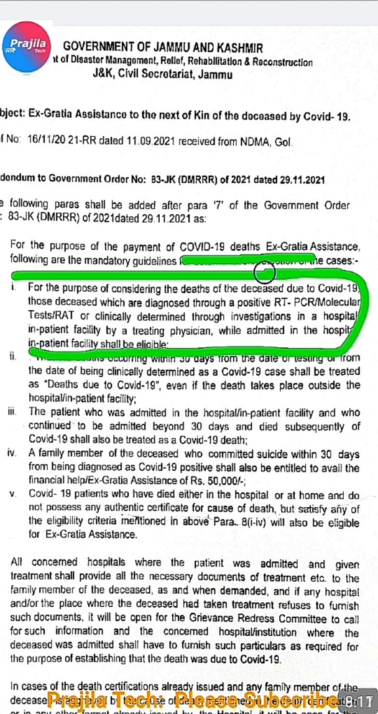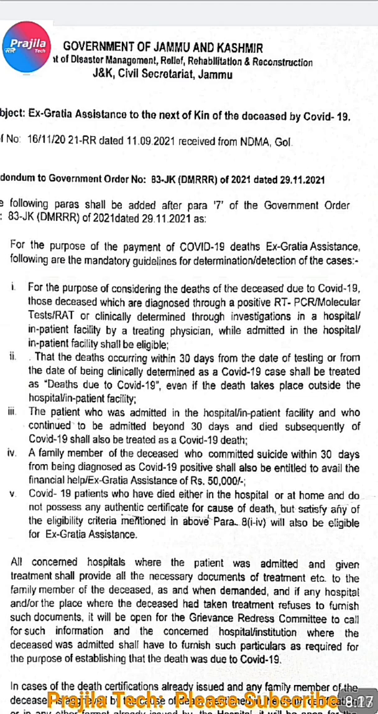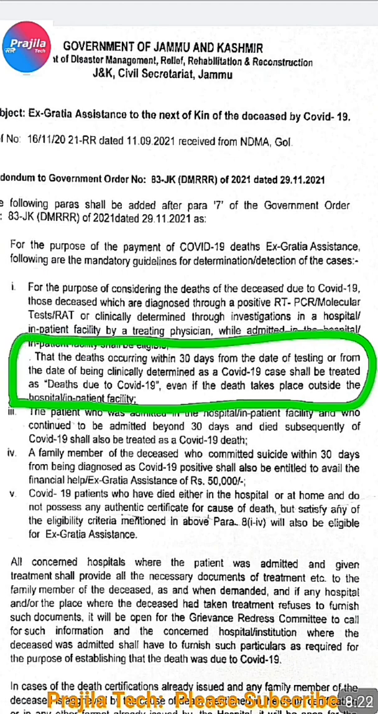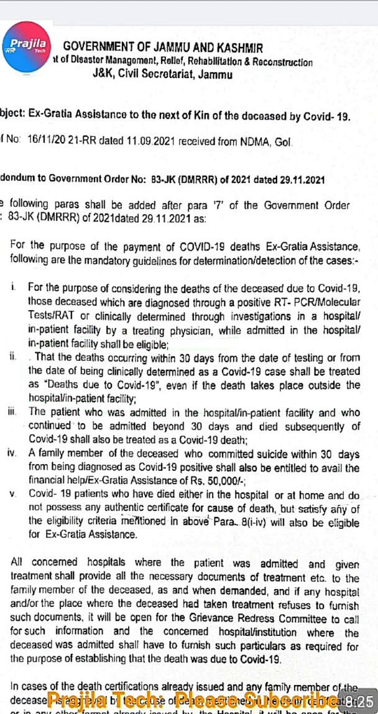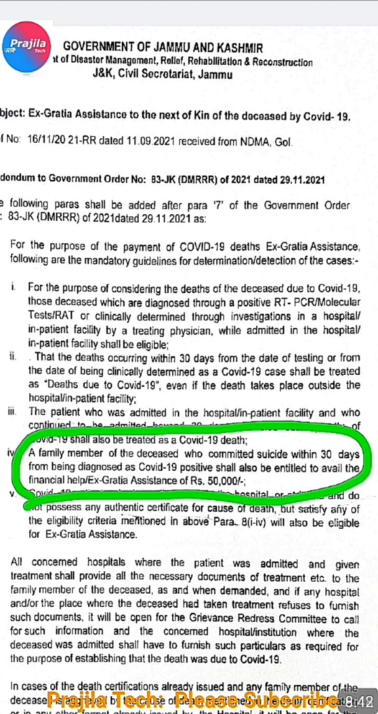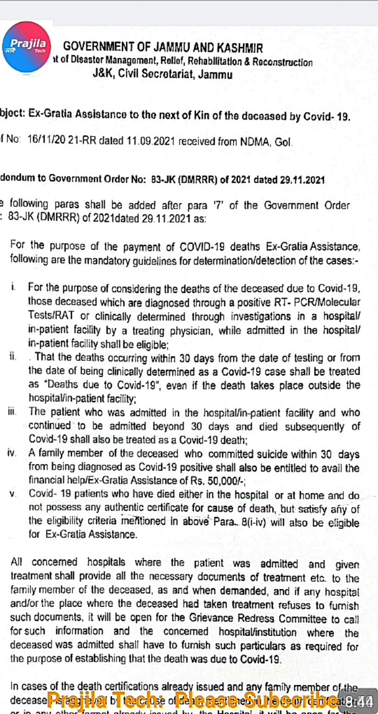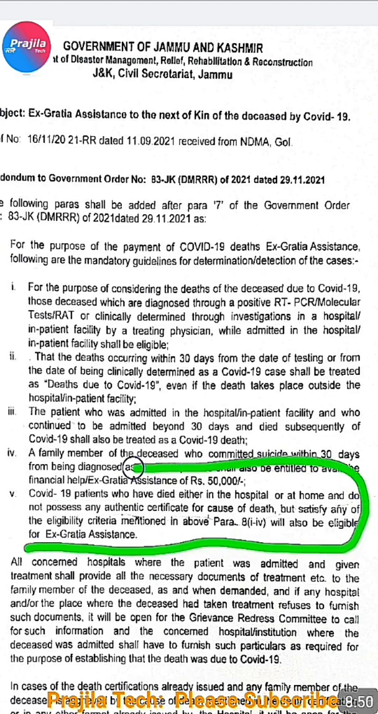It says who is deceased due to COVID-19, and the RT-PCR molecular test should show positive. Another case is a death occurring within 30 days from the date of testing positive, which is covered under COVID-19. Another point is a patient who was admitted to hospital and continued to be admitted beyond 30 days, also covered here. It shall also be treated as COVID-19 death. And one more thing, a member who committed suicide within 30 days of testing COVID-19 positive is also applicable to get 50,000. So friends, these 5 conditions are very important.